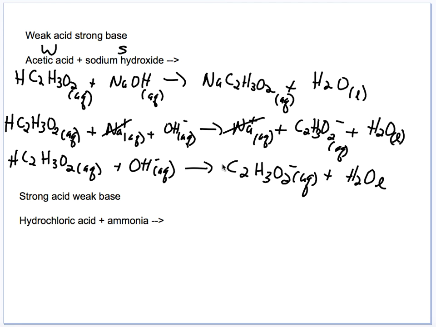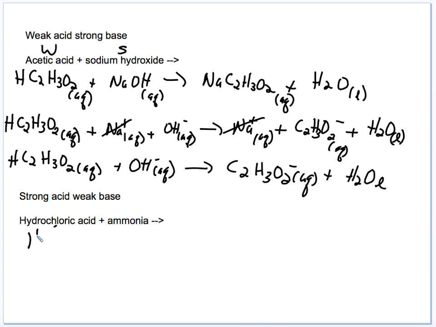Continue with the acid-base net ionic equation. Anyway, so here is an example of a strong acid, weak base. And this one takes a little doing to write the equation, because it's not like a double replacement reaction.